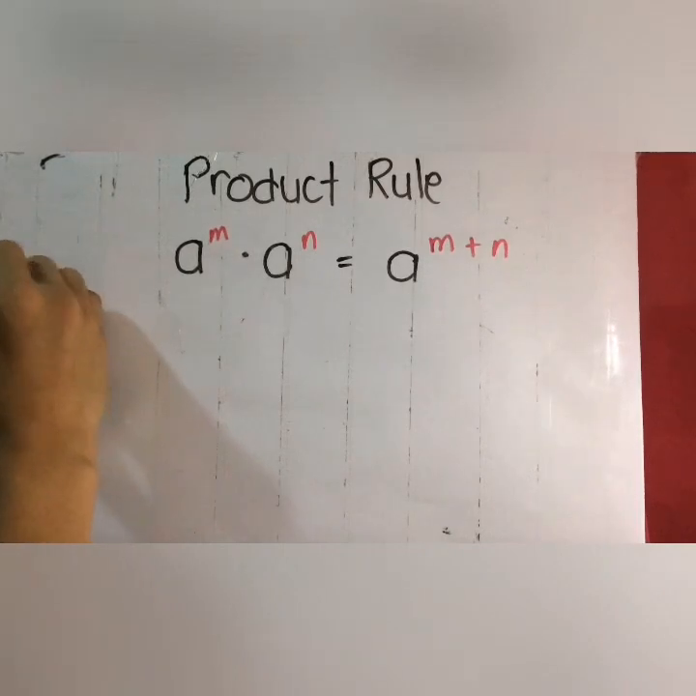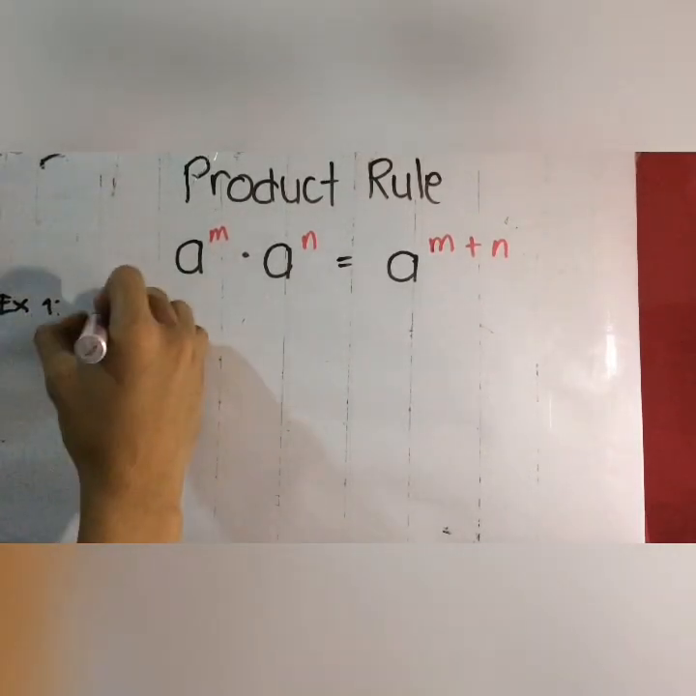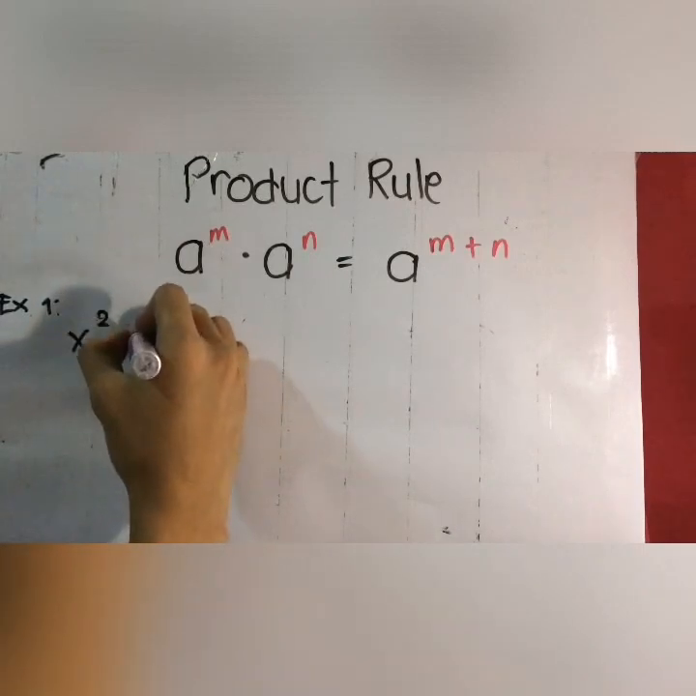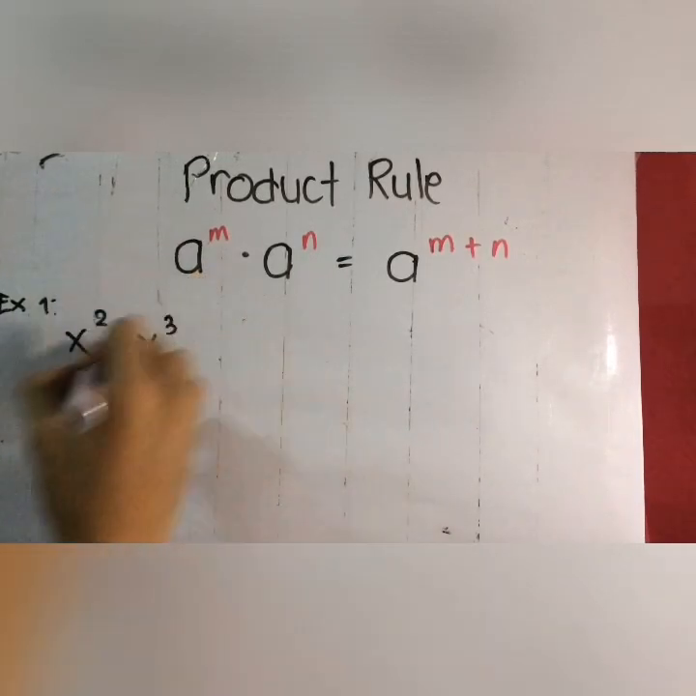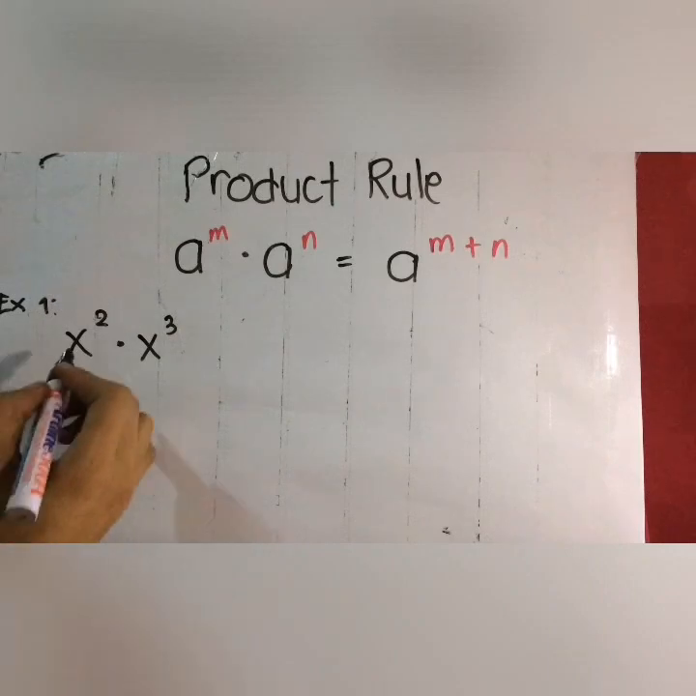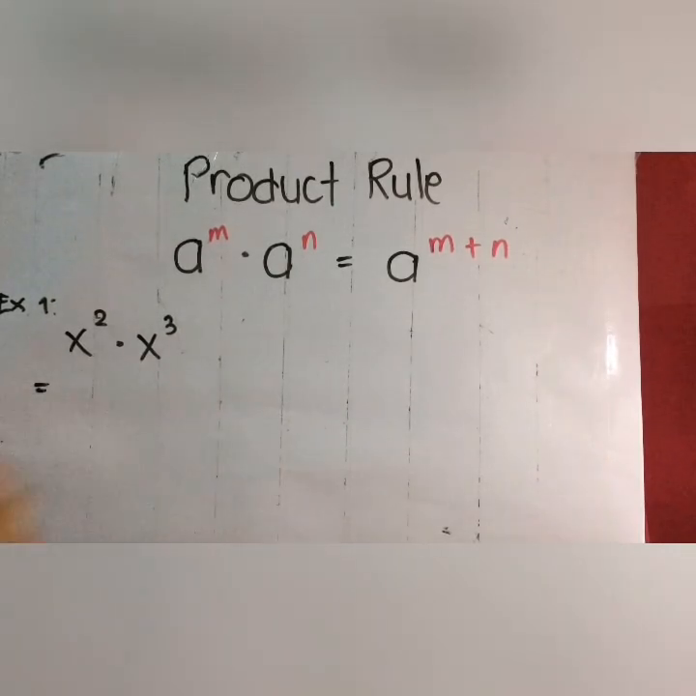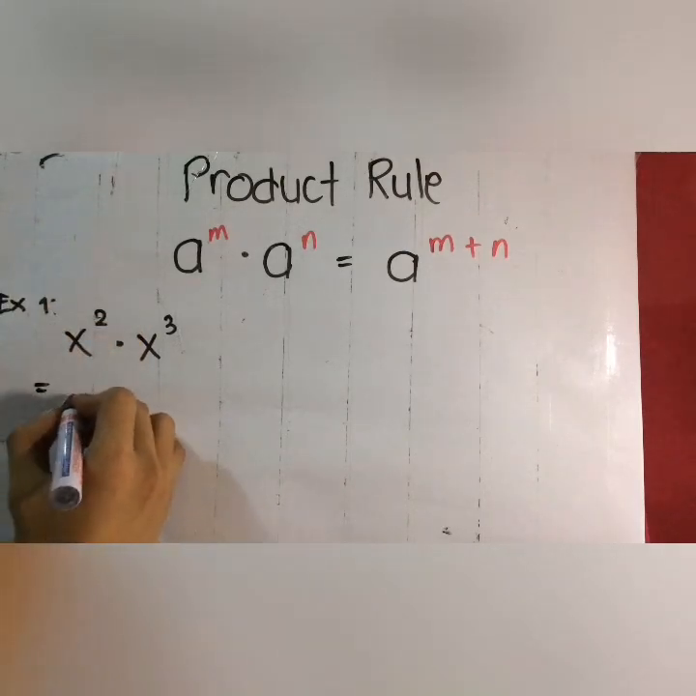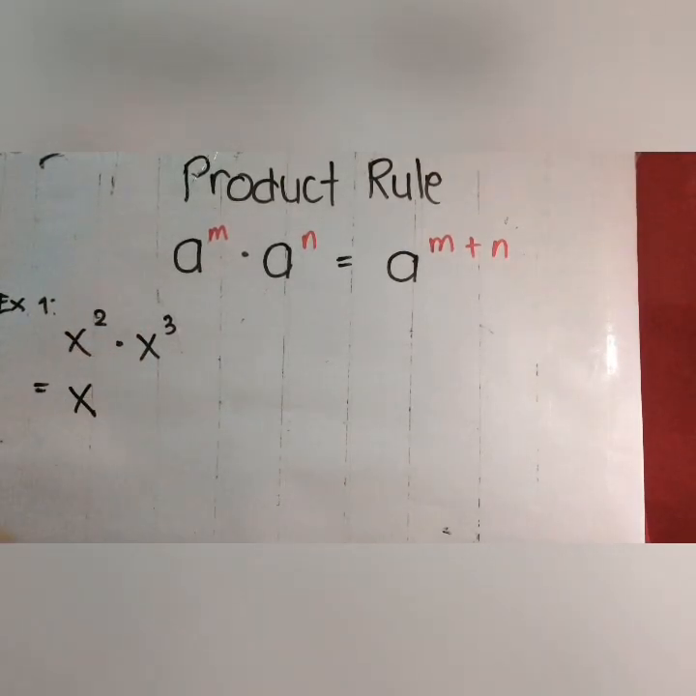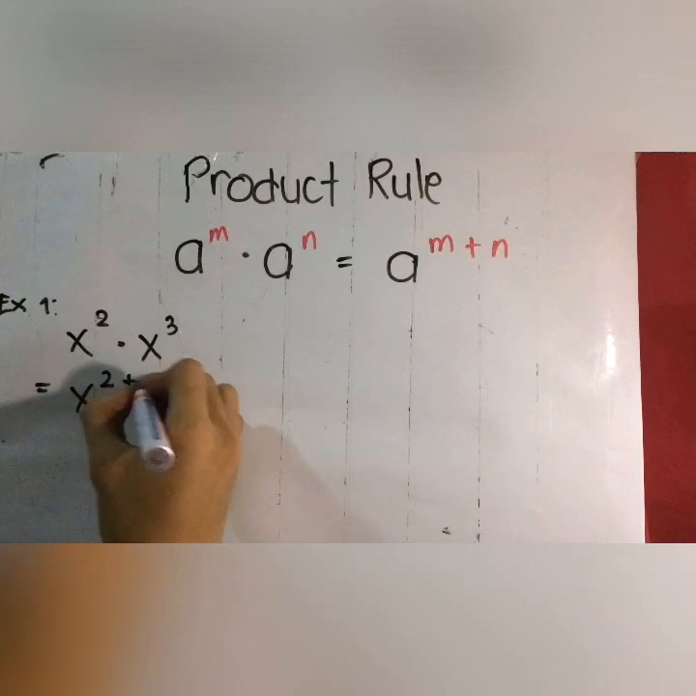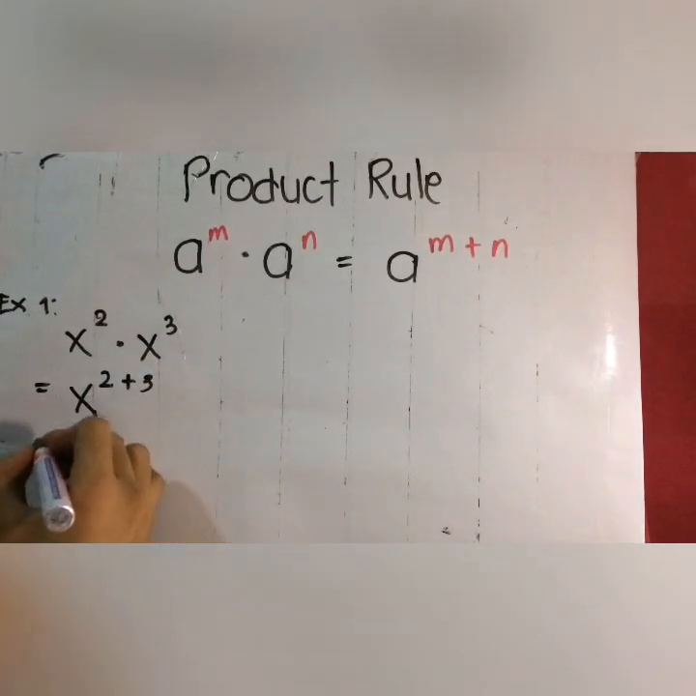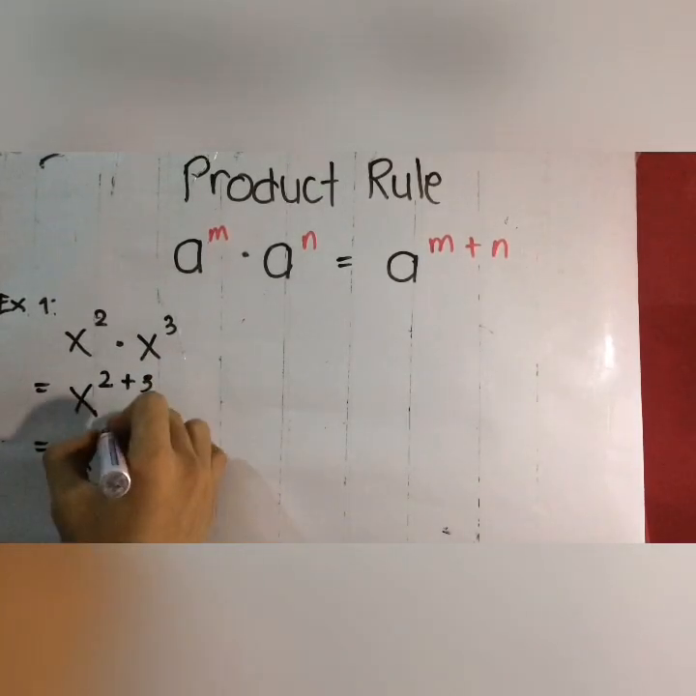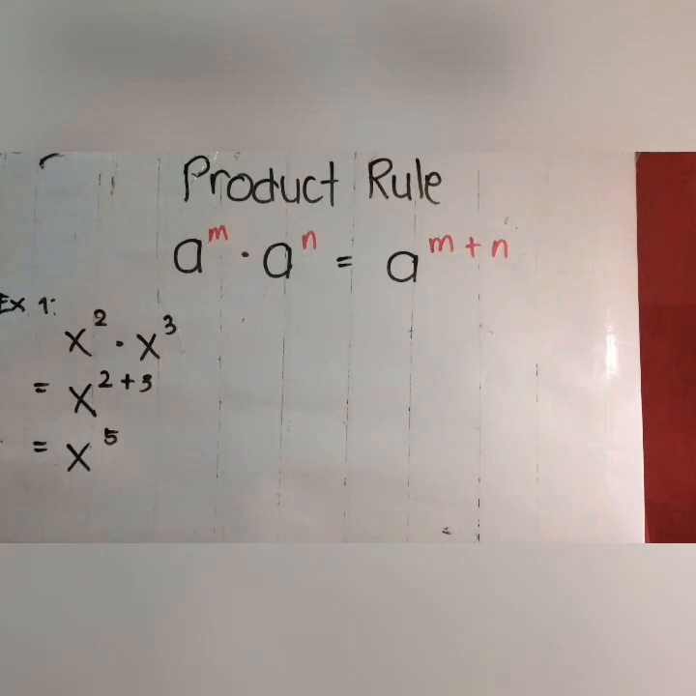Say, for example, x to the power of 2, multiplied by x to the power of 3. So we have two exponential expressions. From the rule, we have to keep the base and add the exponents. So that is just equal to x to the power of 5. Let's proceed to the second example.